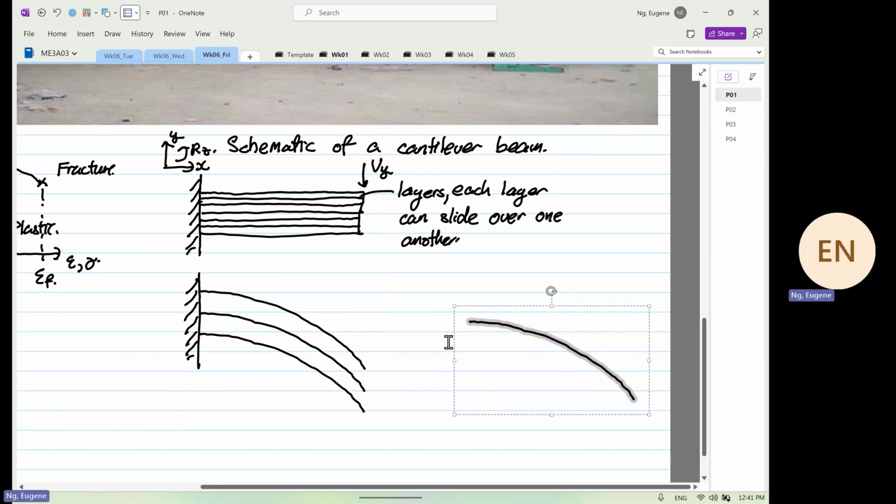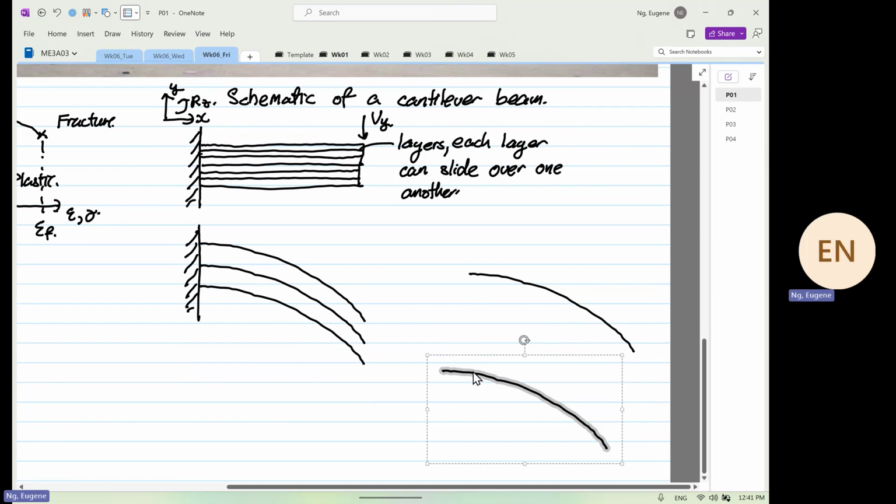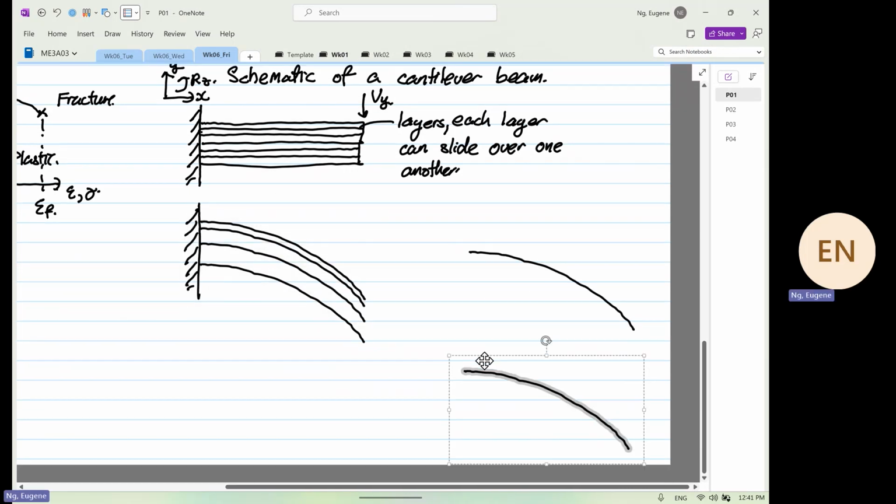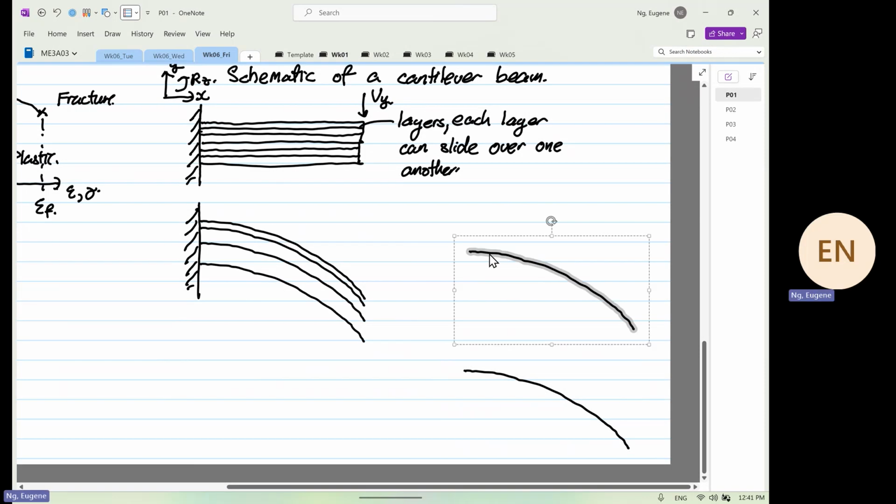Now, this deformation is exaggerated. I repeat again, this deformation is exaggerated. Probably I did too many layers, but it's okay. No need to copy, okay? I will post this on Avenue to Learn. You can see it better.